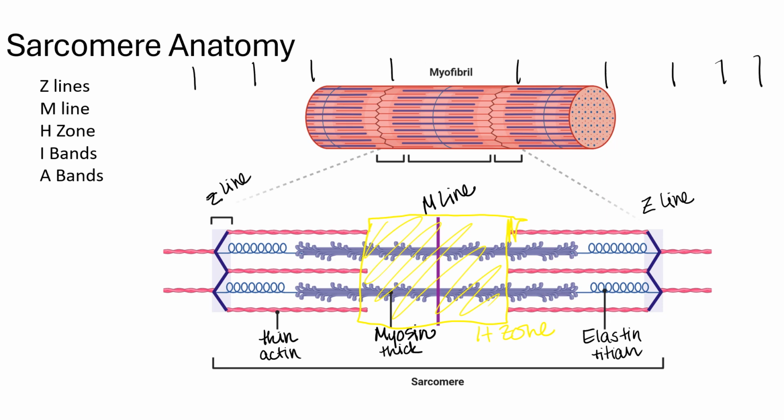So I bands can also be known as light bands. These are bands or areas on a sarcomere where the strips of actin and the elastic coiled up protein are present, but there is no myosin. So this area right here would be an I band. And this area right here would also be an I band.